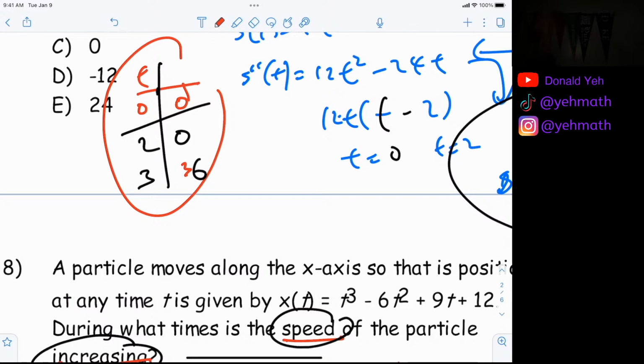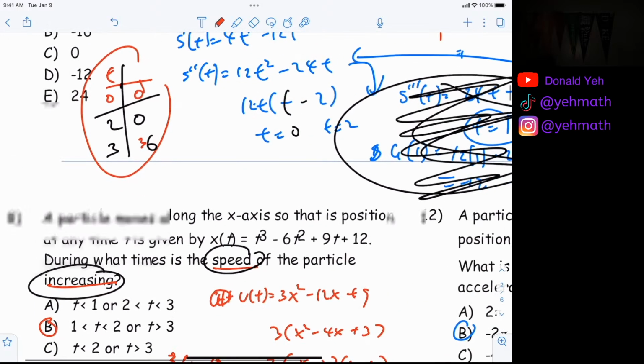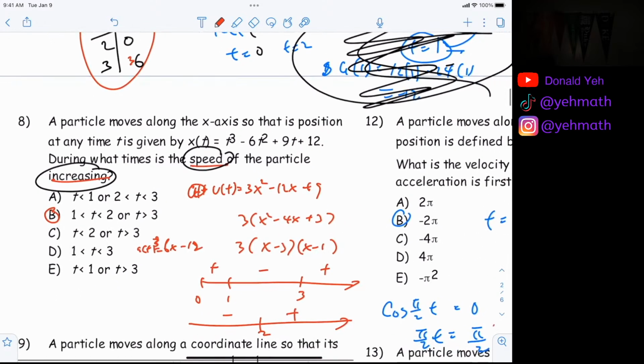Yeah, I got B. I don't know the answer choice. For number 8, here's my work. The B. Between 2 and 3? No, it's between 1 and 2. Do you see that this sign here, they both are negative? Yeah. And this between 1 and 2. And between 3 and above.